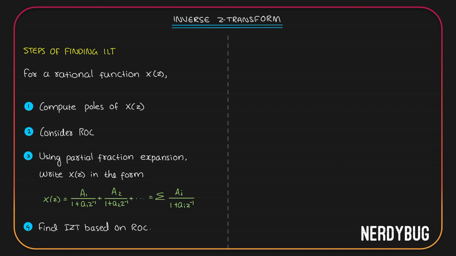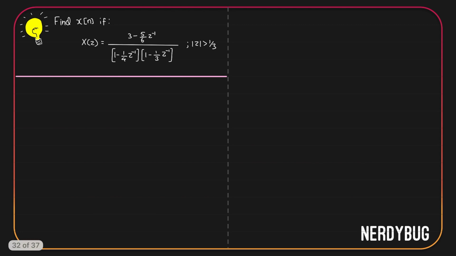For example, we can use the same partial fraction expansion method for a rational function x of z. First, we will compute the poles of x of z. Then we will consider what is the ROC. Then we will use partial fraction expansion to expand x of z in this form. And then we will find inverse z transform based on the results that we already know. Let us solve a problem like that.